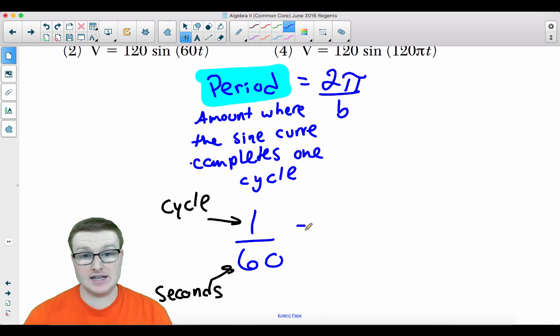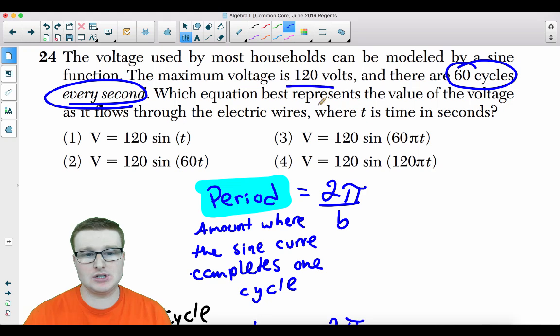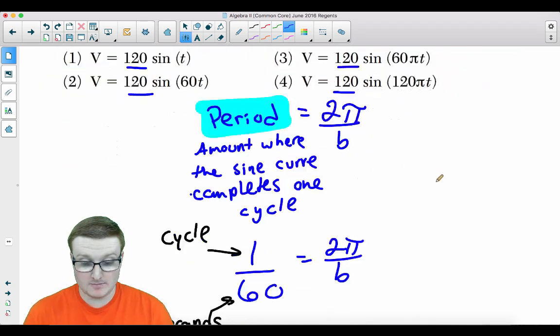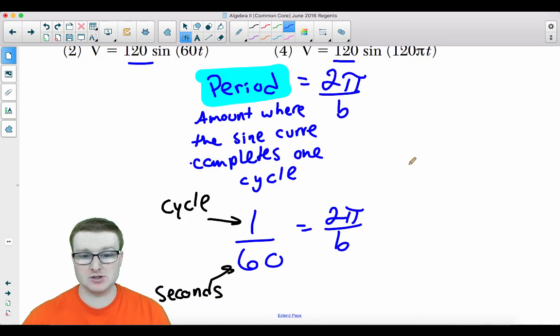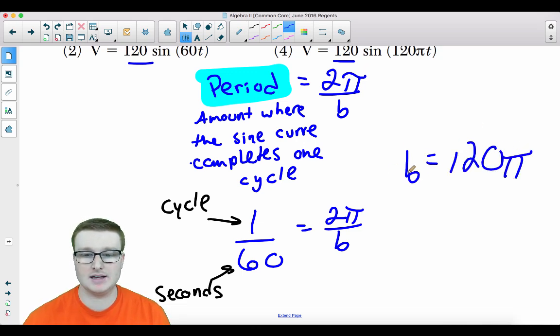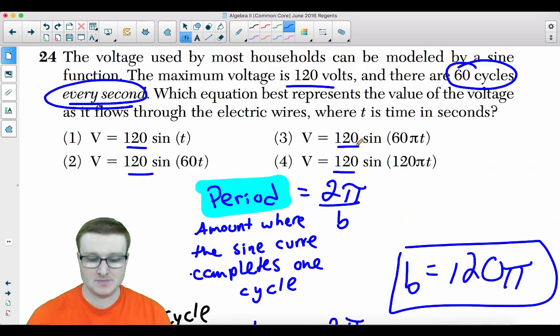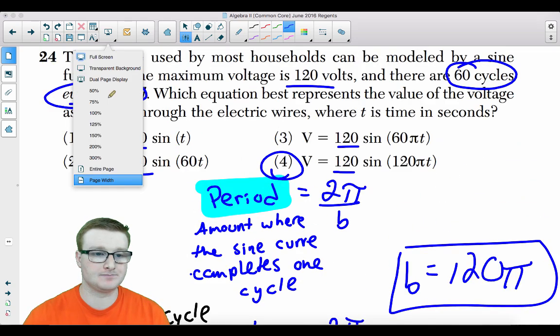Now you just set it equal to 2 pi over b, and what you're doing is you're finding the frequency. Because here's the thing. They give you the amplitude, and the amplitudes are all the same. It all comes down to that number inside. Is it 160, 60 pi, or 120 pi? Well, let's go and solve for b. Cross multiply. So we get b is equal to 60 times 2 pi is 120 pi. That's your value of b. Your answer is choice 4.